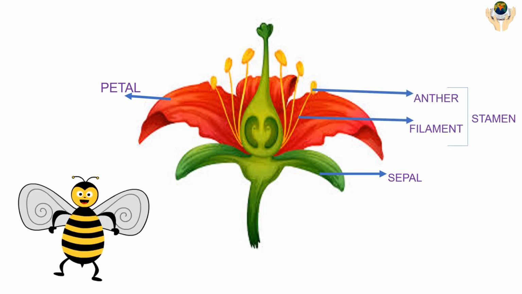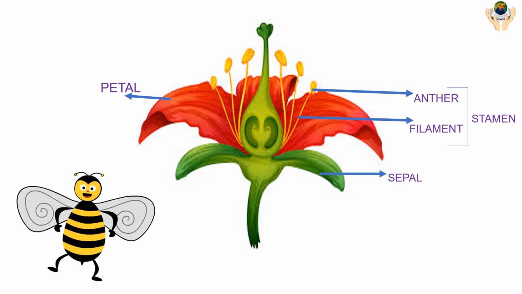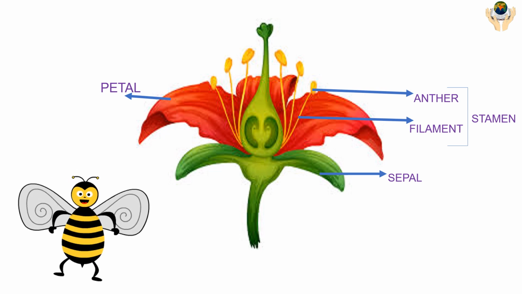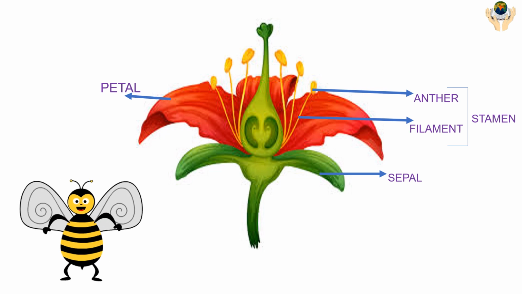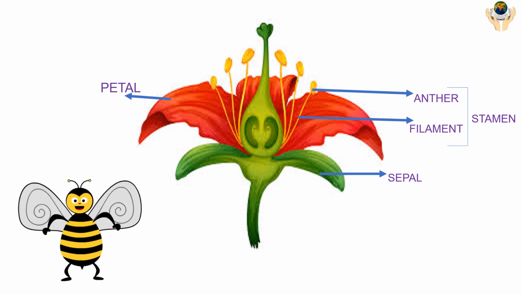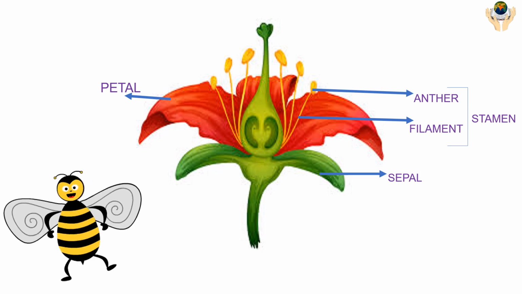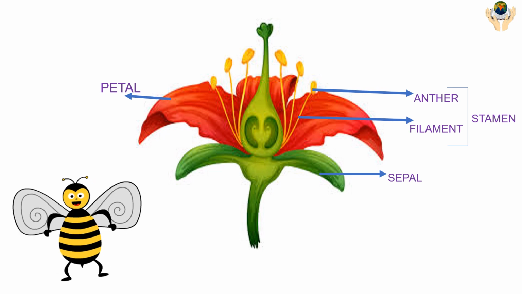Stamens. These are all the male parts of the flower. Many stamens are collectively known as the androecium. They are structurally divided into two parts, filament and anthers. Filament is the part that is long and slender and attaches the anther to the flower. Anther is the head of the stamen and it's responsible for producing the pollen, which is transferred to the pistil or female parts of the same or another flower to bring about fertilization.